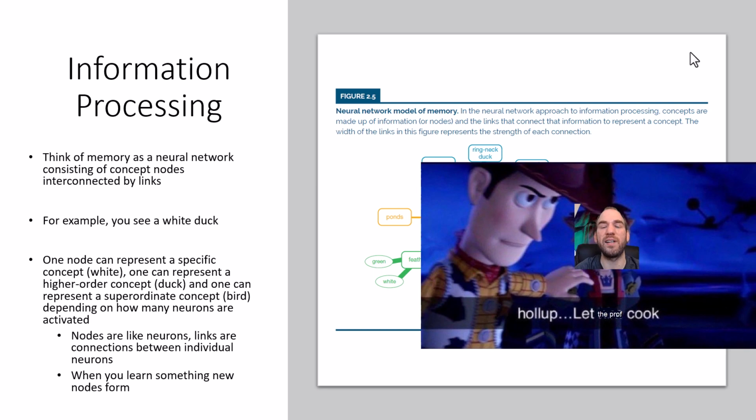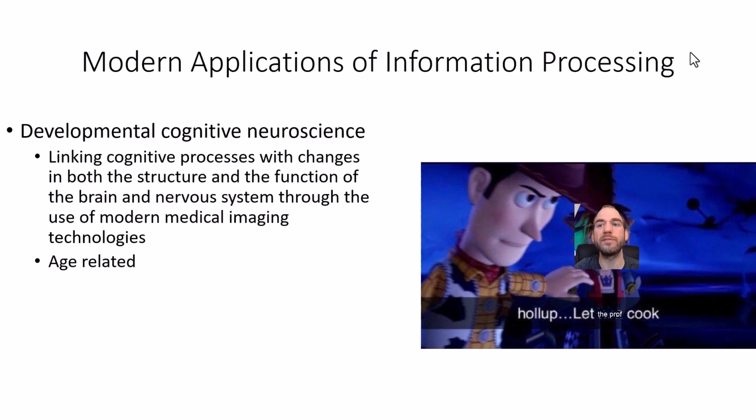This is underpinning Piaget's theory, or whatever other theory that you believe or you argue on behalf of. Some modern applications: developmental cognitive neuroscience. This is a field within development wherein you're combining development, neuroscience, and cognition. It's linking cognitive processes with changes in both the structure and the function of the brain and the nervous system through the use of modern medical imaging technologies, and is age-related.